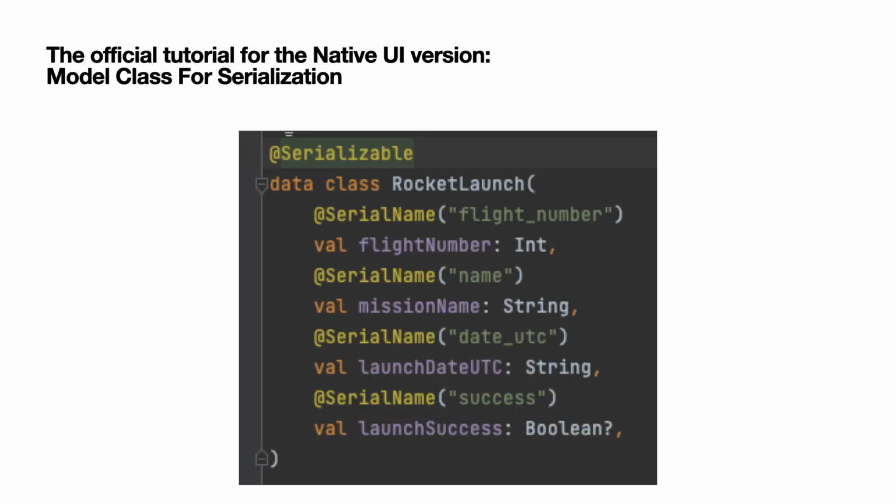Next, let's examine the data model classes. By adding @Serializable to a class, it becomes automatically serializable. Since the field names differ from the actual API names, we redefine them using @SerialName.